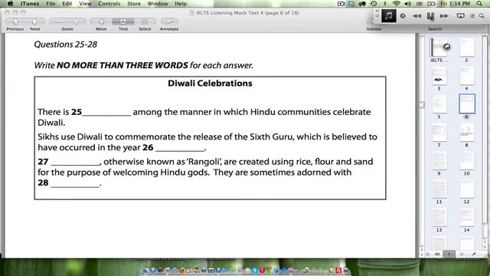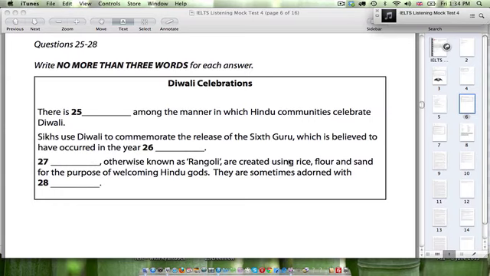Conversation. You have some time to look at questions 25 to 28. Okay, so let's quickly go through these. There is blank among the manner in which Hindu communities celebrate Diwali. Probably an adjective or noun. Sikhs use Diwali to commemorate the release of the sixth guru. This will appear in the listing for sure. This is a name which is believed to have occurred in the year, a number, of course.